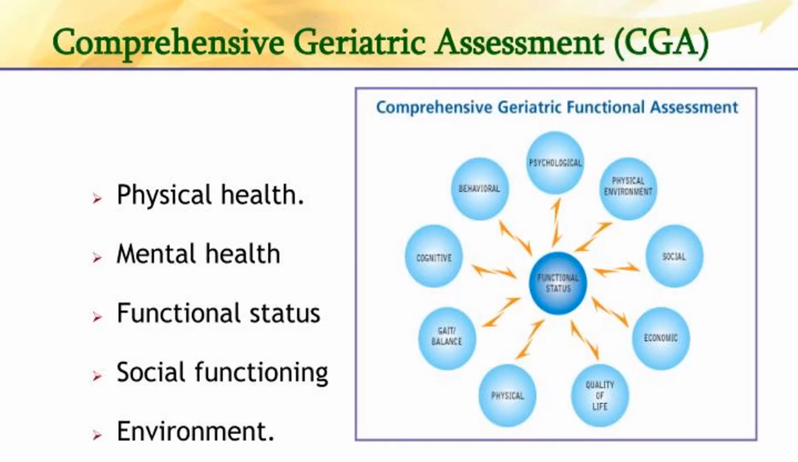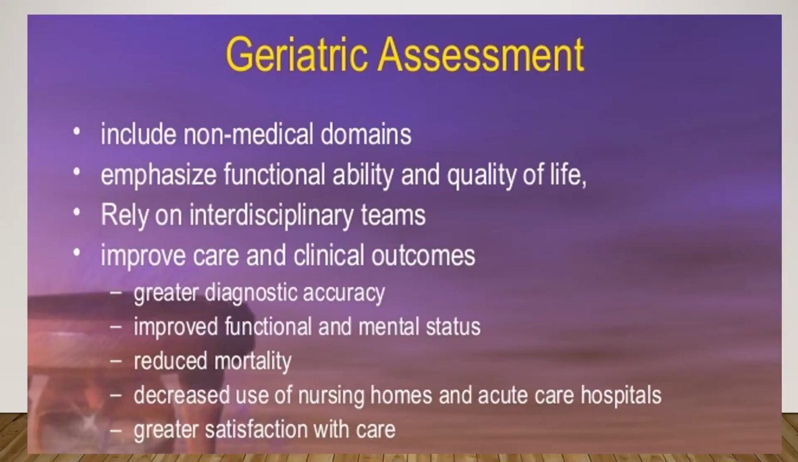We can do the geriatric assessment through many parameters: the physical health, the mental and functional evaluation, the social functioning, and the surrounding environment, which has its effect on elderly people. As we said, the comprehensive geriatric assessment plays an important role in determining the functional capacity, limitations and disabilities among the elderly population, aiming to improve their quality of life, decrease comorbidities, and improve clinical care outcomes. This can be done through non-medical domains that emphasize functional ability or quality of life for the elderly.